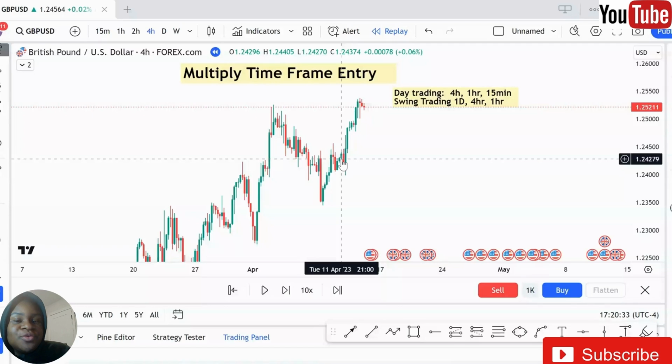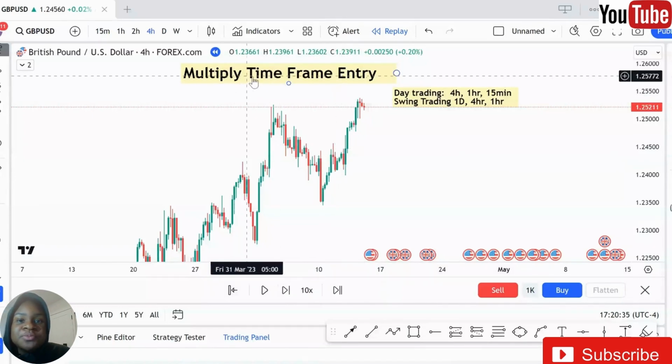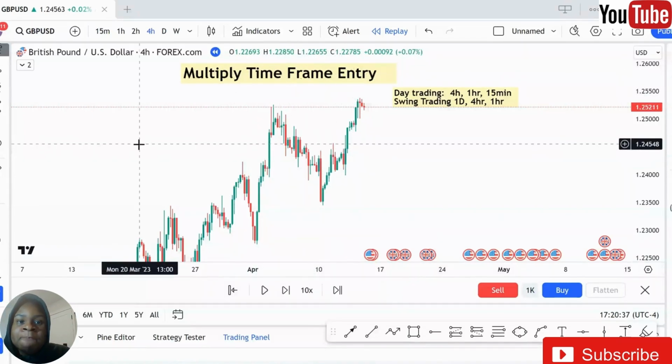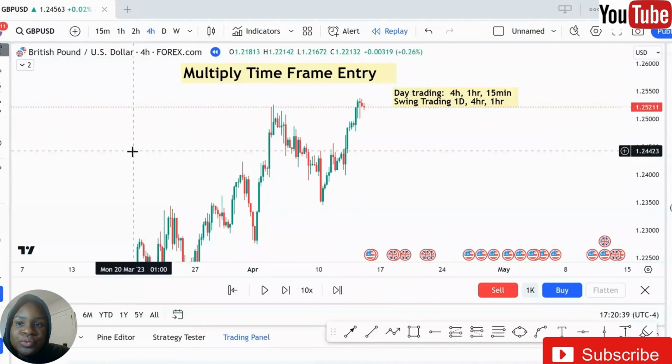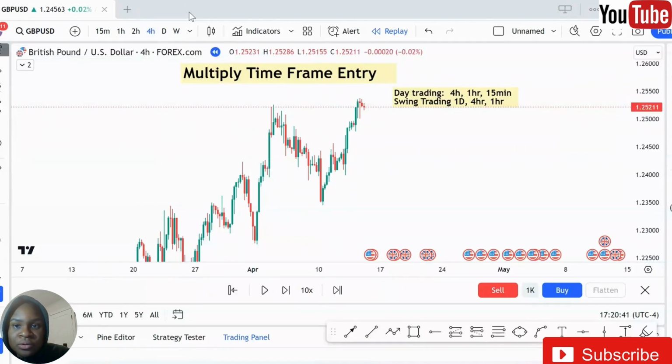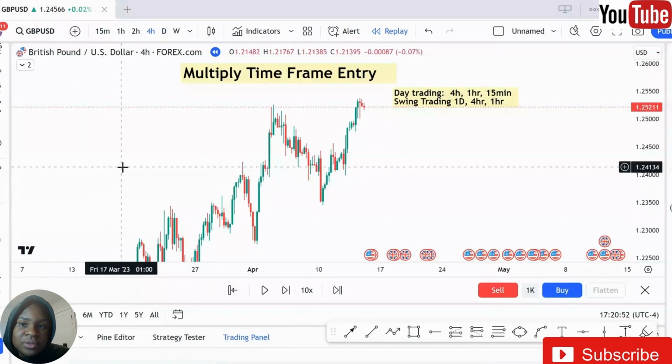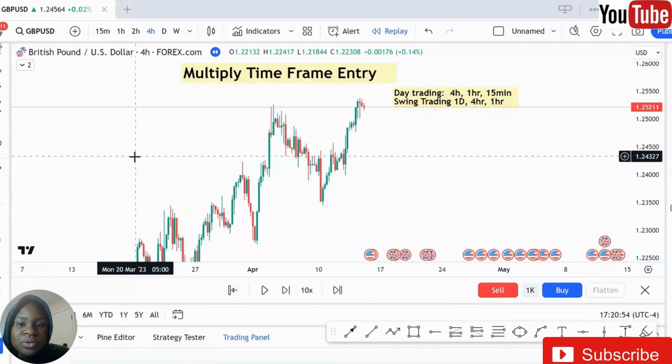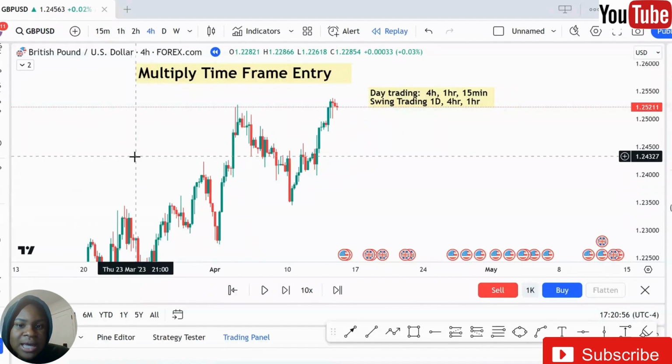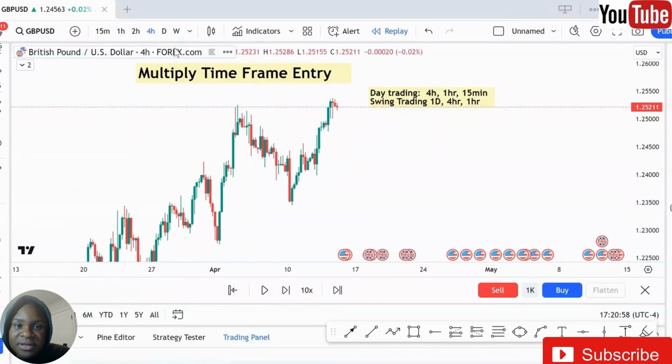Hello everyone, today's video is multiple time frame entry. It depends on you and how you enter your trade, and how you view the market. Everybody views the market in a different way. It depends on how they view the market, but I want to show you a very simple way on how you can actually use this for your own benefit.